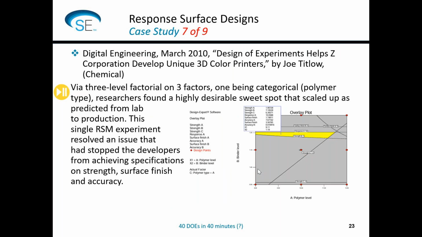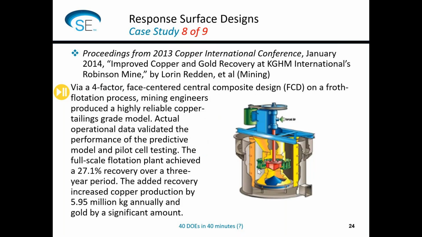Okay, this is another 3-level factorial on 3 factors, which is 27 runs. Remember, the Box-Behnken design only had 17 runs, so we probably could have done that. But this has got more power. And you can see this really cool sliver, which is a highly desirable sweet spot that they found in the lab, and it scaled up to production. So it was really, really successful to achieve their specs on strength, surface finishing, and accuracy for this unique 3D color printer. Very nice outcome.